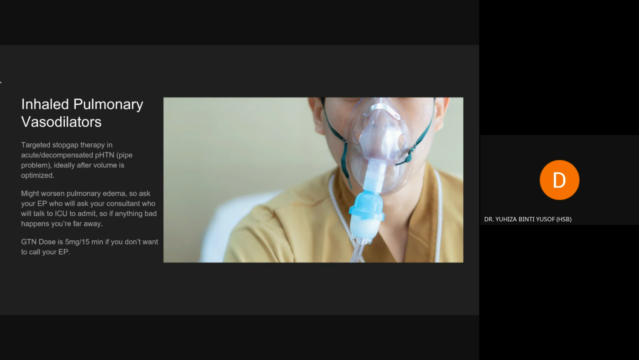This is something you should do under supervision by a specialist. Continue. The only agents that we have are GTN and inhaled nitric oxide. Basically it's the same vasodilator, but now it's targeted only towards the lung without any spillover effect to your systemic circulation. It's quite effective. The problem is the effect is short. It takes 15 minutes to administer.